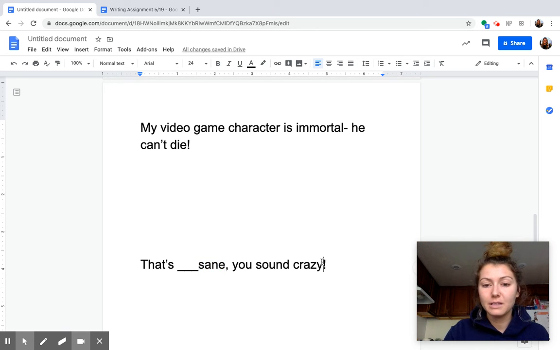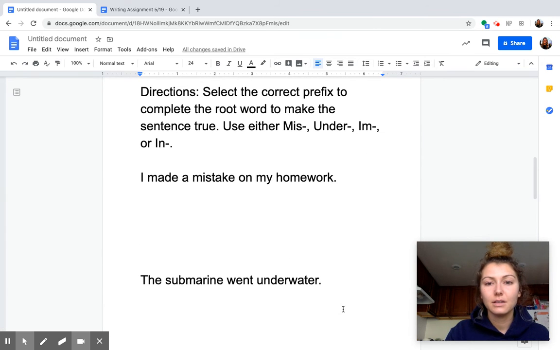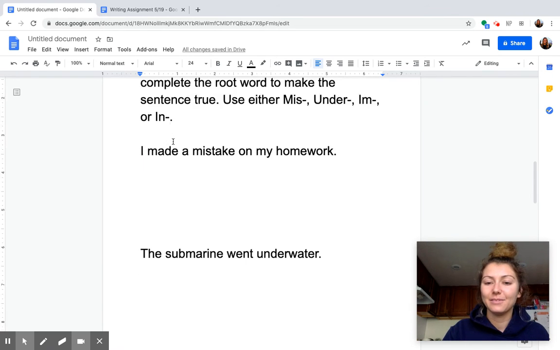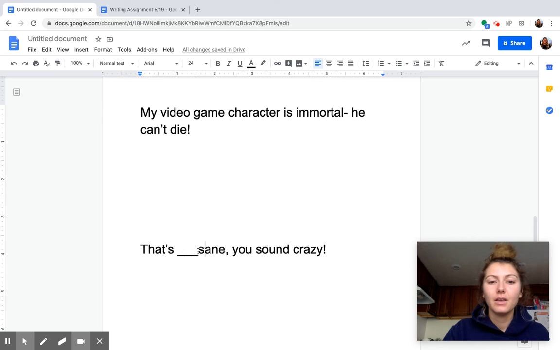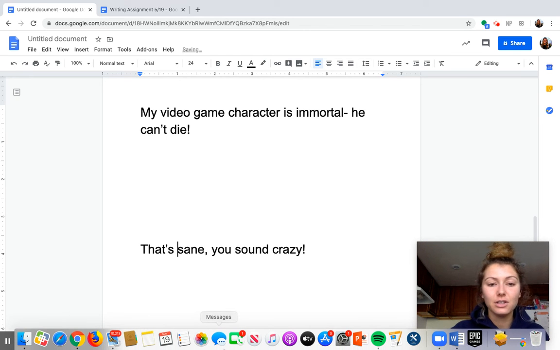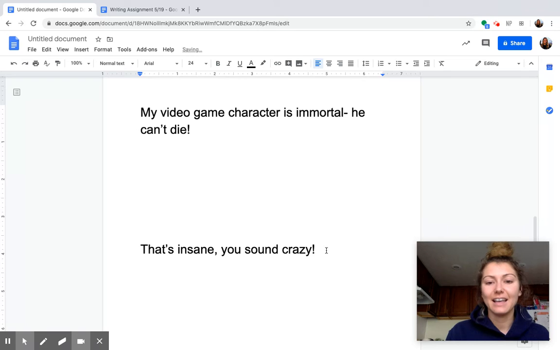So could a crazy person be sane? No. We need the opposite meaning here. Which of our prefixes can help us make the opposite meaning of the root word? Yeah, we can use im or in. Let's try both. That's insane. You sound crazy. Yes, we actually do use the prefix in. That's insane. You sound crazy.